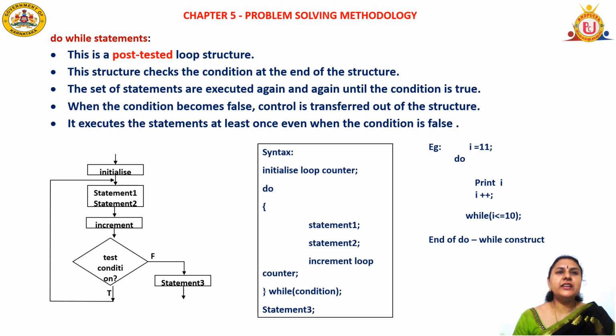The next looping construct is the do while construct. This is called a post-tested looping construct, meaning we check the condition at the end. This structure checks the condition at the end of the structure. It is also called an exit controlled loop. The set of statements is executed again and again until the condition becomes false, and then control is transferred out of the structure. It executes the statements at least once, even when the condition is false.